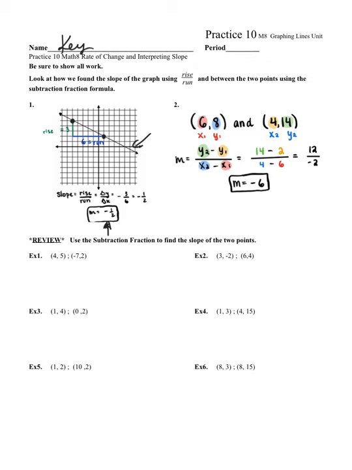And the other way that we have seen now is this subtraction fraction, which is y2 minus y1 over x2 minus x1. And that will give you m, the slope. And then remember that slope should be a reduced fraction or simplified fraction.